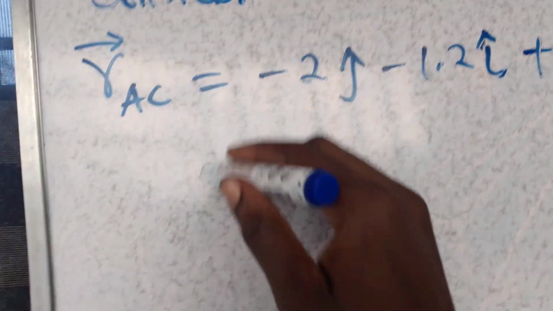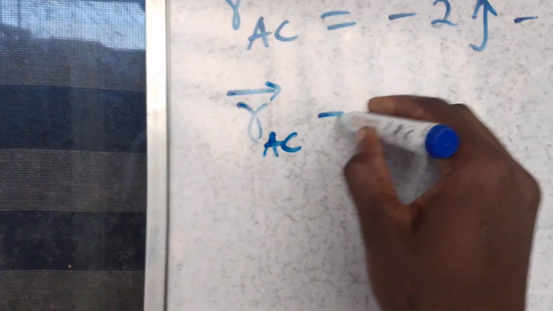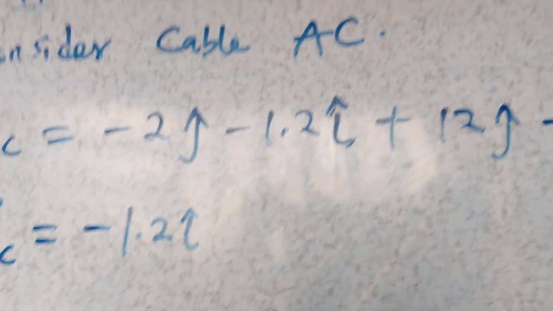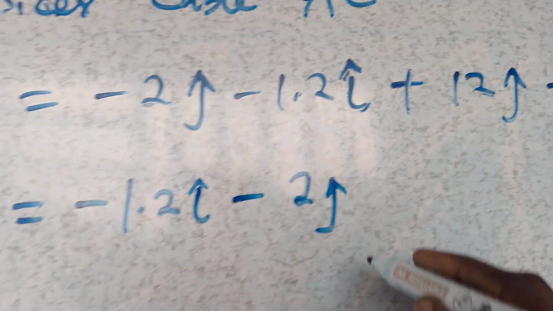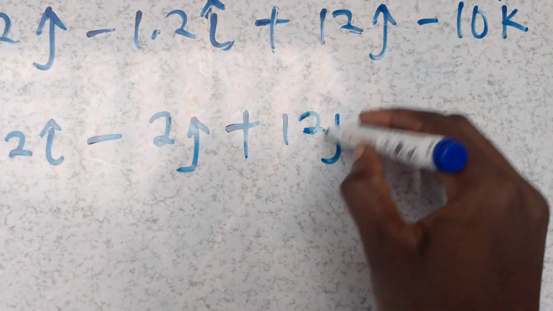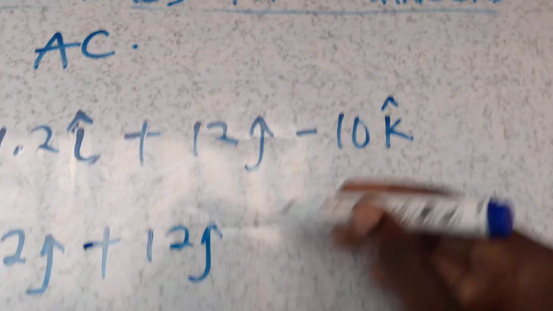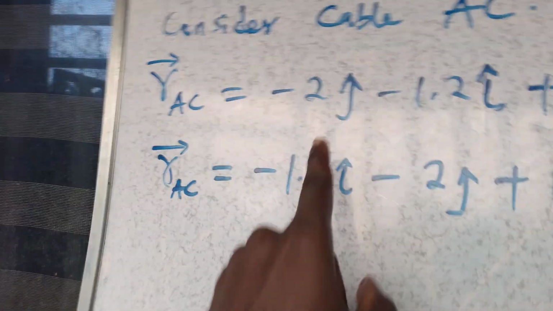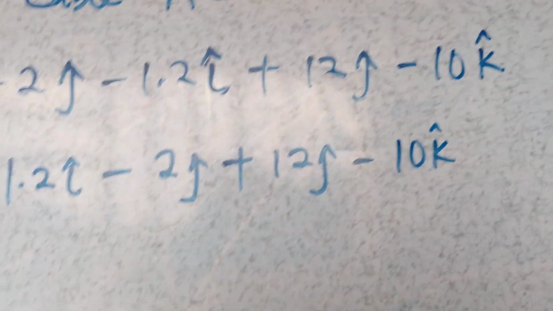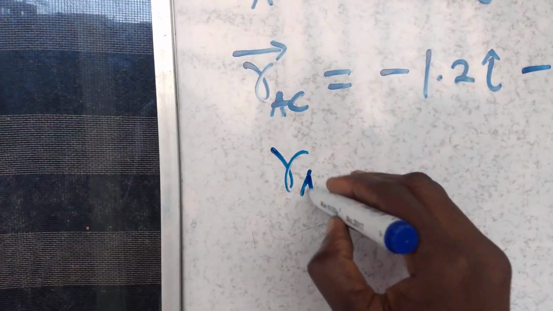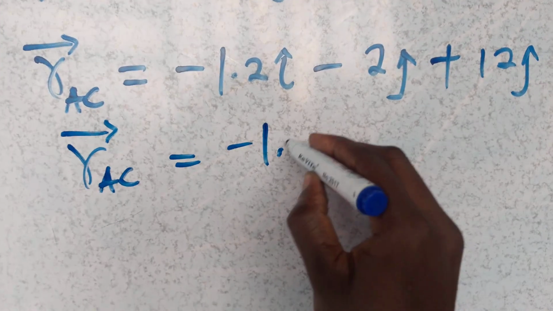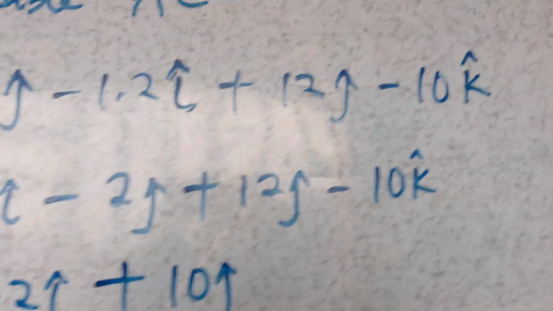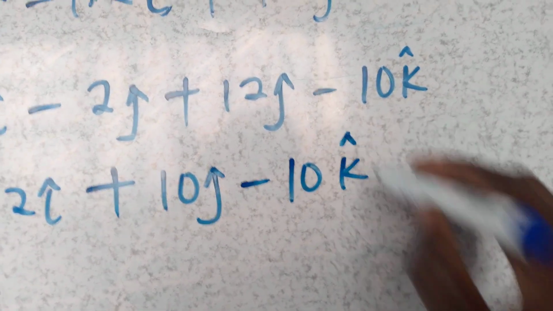And then I continue. If I arrange it properly, RAC will be, taking I first, minus 1.2i, then minus 2g, then plus 12g, then minus 10k. Arranged properly: minus 1.2i minus 2g plus 12g minus 10k. So the position vector RAC equals minus 1.2i, and minus 2 plus 12 gives plus 10g, minus 10k.